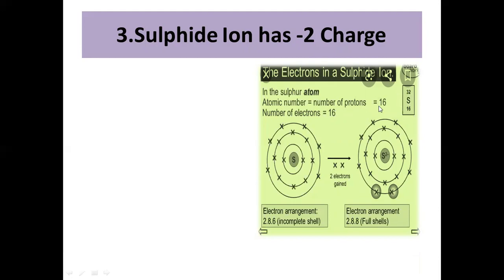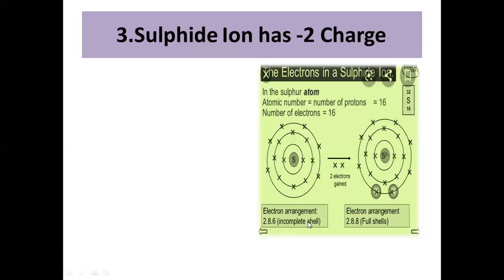So neutrons are 16. The charge on the nucleus will be +16 because there are 16 protons. Two electrons are present in the first shell, 8 in the second shell, and 6 in the last shell. To have 8 electrons in the outermost shell, it has to gain 2 electrons. So like oxygen, sulfur will also gain 2 electrons and form the sulfide ion, S-2. The electronic arrangement is 2 electrons in the first shell, 8 in the second, and 6 in the last shell.